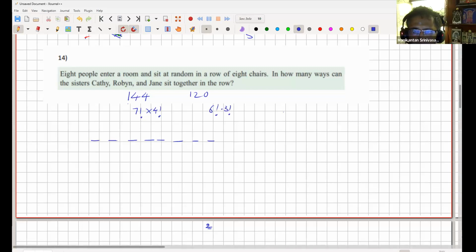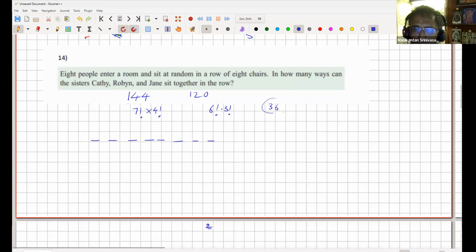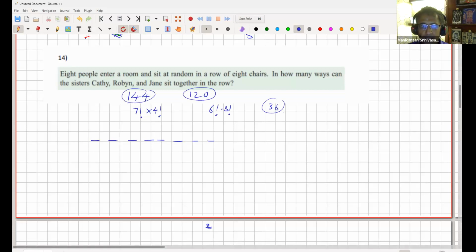Anyone else? I heard one other voice. Arya. I just got 36. These numbers seem very small. If there are so many people, you would expect a lot more combinations. Okay, so let's do this, right?